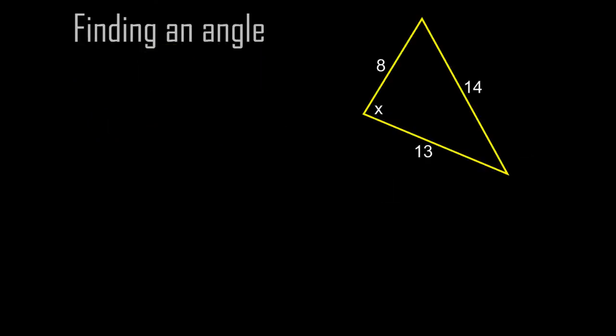It's just a bit more challenging to find an angle with law of cosines because you have to use a little more algebra to solve for it. So here I would have my opposite side and my angle. Right here I have my 14 and my x.